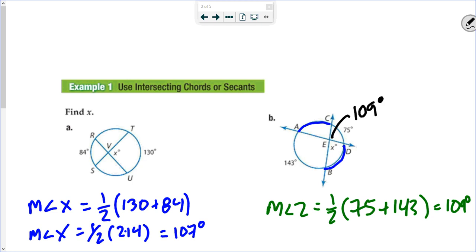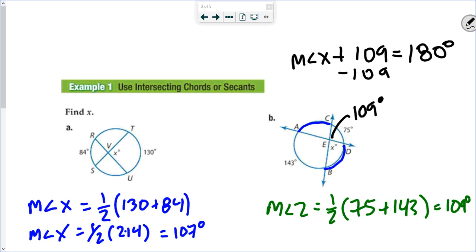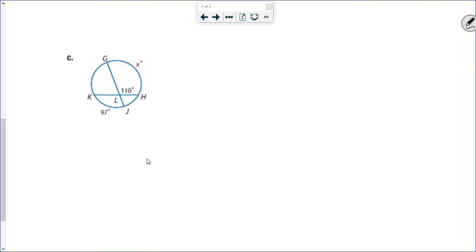Again, we said at the beginning of this problem, the measure of angle x plus 109, those two angles are supplementary. They add to 180. So we subtract 109, and of course, we get that the measure of angle x is 71 degrees. That problem was slightly different, but we still had to use theorem 10.12. At this point, if you pause, go ahead and work through problem C. You'll be able to come back and check out how that one works out. So go ahead and pause it, try problem C.